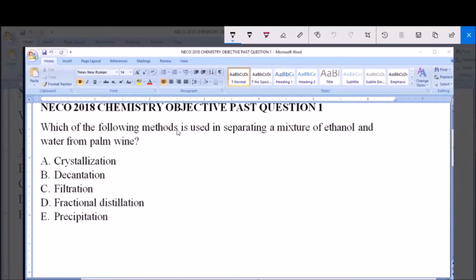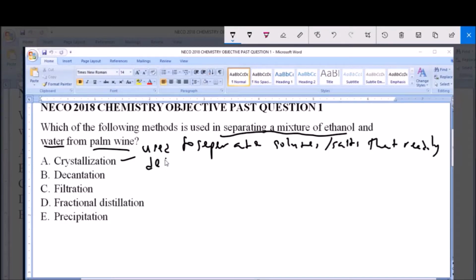So let's take a look at what each of the separation techniques are used for, or their basis of operation. Now, crystallization is used to separate solutes or salts that readily decompose on heating from their solutions.